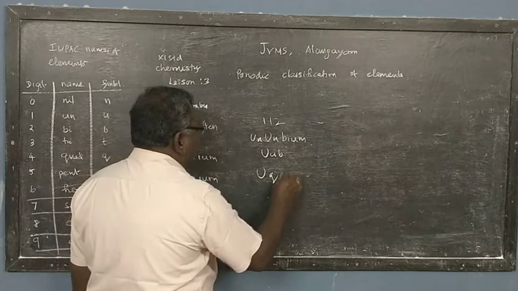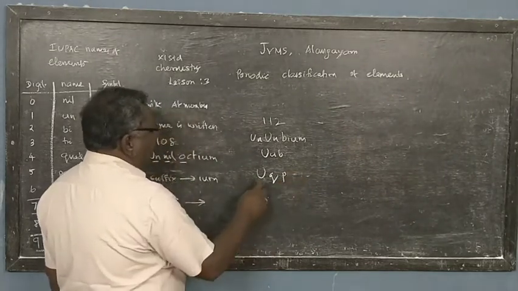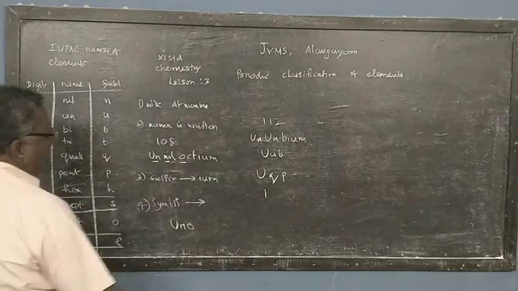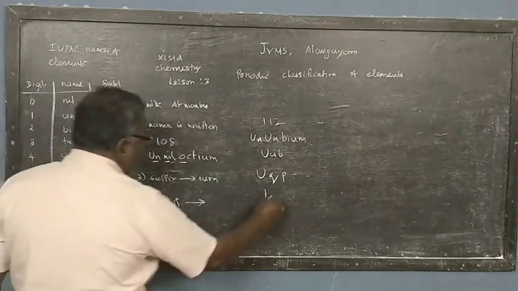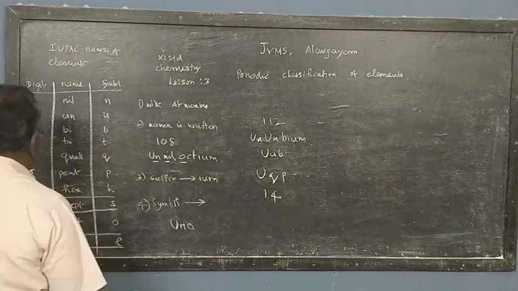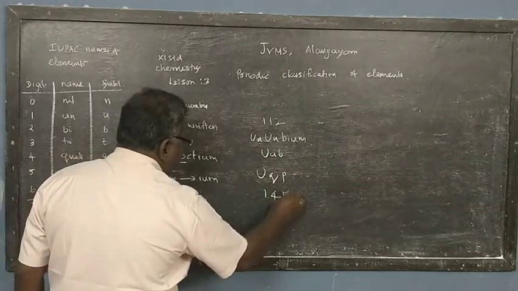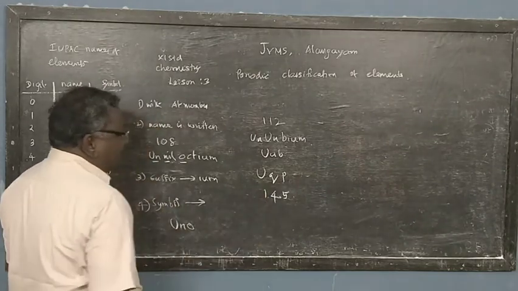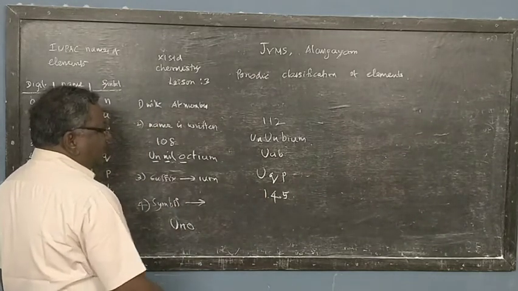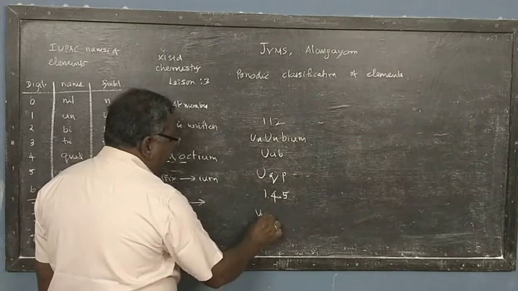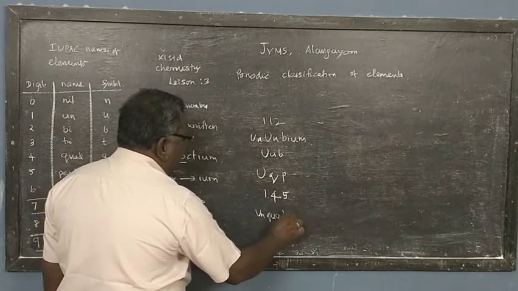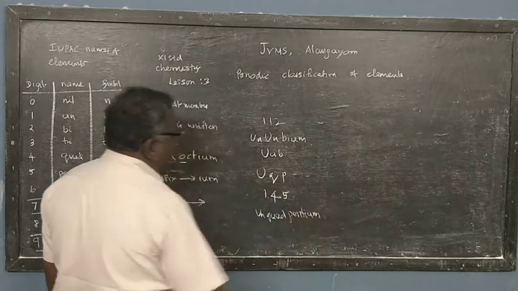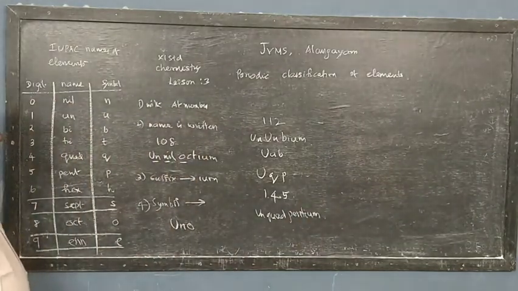For example, if it is Uqp, what is the atomic number for this? U is the number 1. Q is the number 4. P is the number 5. So the atomic number is 145. If you are given the symbol, you can write the atomic number, right? What is its IUPAC name? It is un, quad, pentium, right? Like that we write the name.